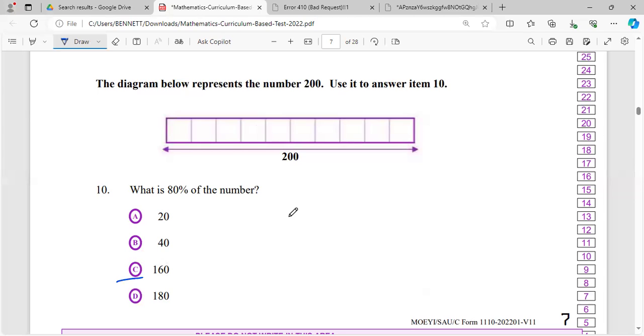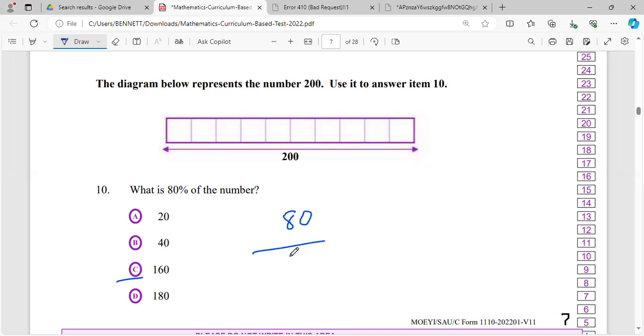I agree with C. I did it a different way, but I got the same answer. Share with us, Kira. We're curious. Sir, I just multiplied 80% by 200. So you put 80 over 100. Yes, I multiplied by 200.